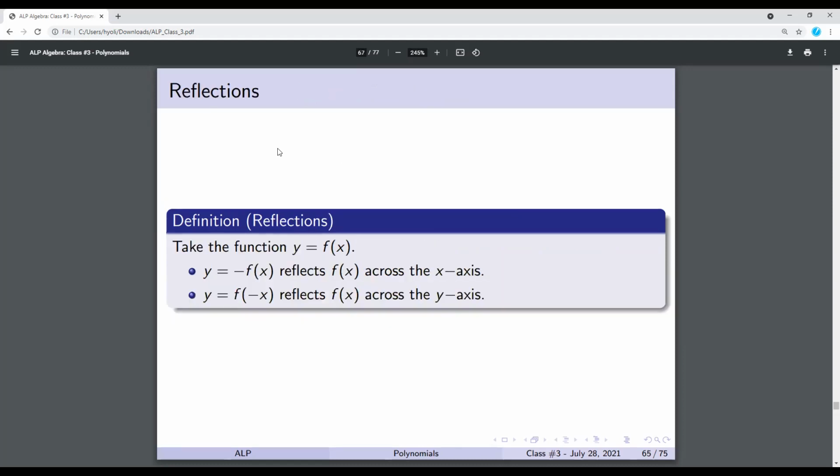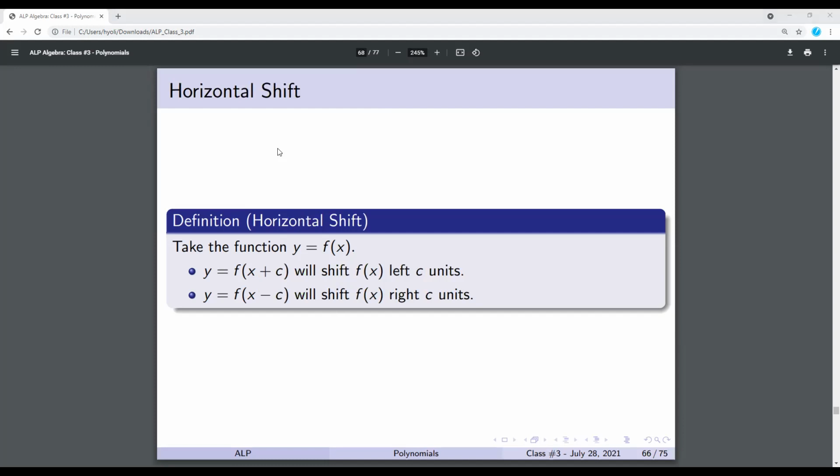Now our reflections. So y equals negative f of x, where the negative is outside of f of x, is a reflection across the x-axis because all the y values are being reflected. And then y equals f of negative x, where negative x is inside the parentheses, is a reflection of f of x across the y-axis because all the x values being inputted into the function are becoming negative.